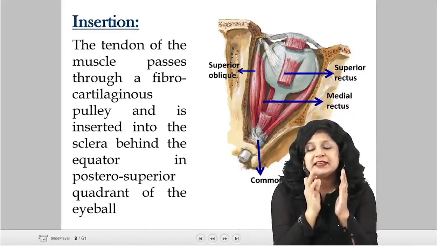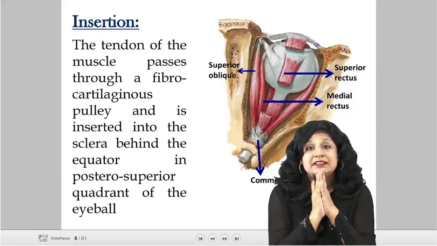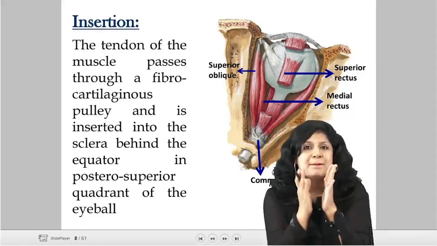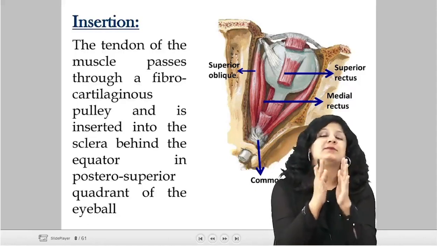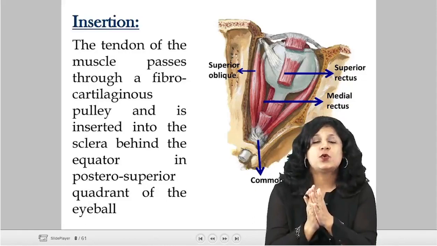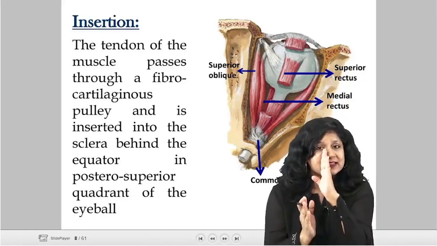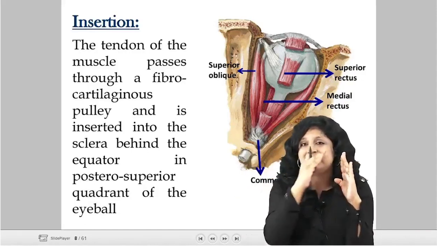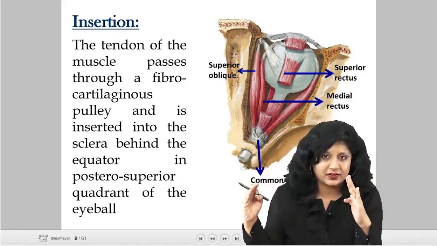Now let me tell you the principles of axis. Actually when I say the rectus muscles are straight muscles, practically they are not straight. It is only the medial rectus and the lateral rectus which are just straight and they are inserted at 0 degree, right?